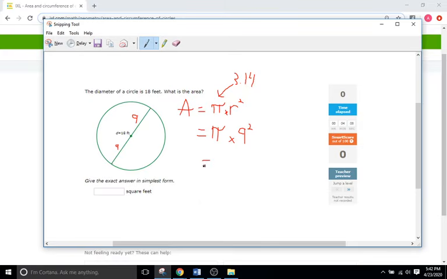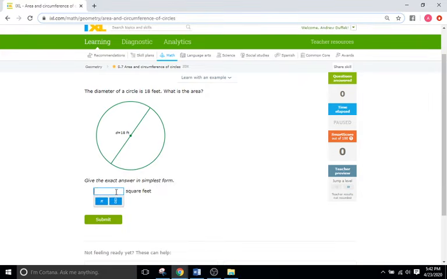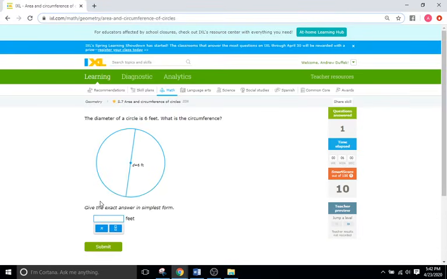So all we have to do here now is just multiply the 9 squared out. So our new equation is just pi times 9 squared, or 9 times 9, is just 81. So pi times 81, which is the same thing as saying 81 pi. Pi times 81 is just 81 pi. So I'm going to type in 81 pi and then click the pi here. And there we go.